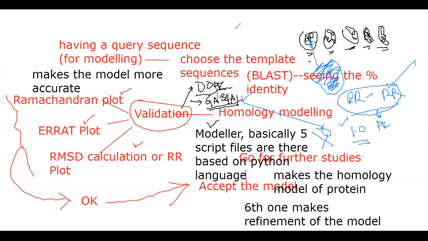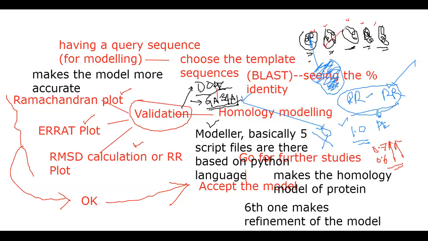Usually for the GA341 plot, we take 0.7 or higher values as acceptable. Sometimes 0.6 or something is also taken. But if any of your protein conformations has a GA341 score of more than 0.7, then it is highly acceptable. So you first look at which conformation has a GA341 score more than 0.7 or closer to 0.7. You first choose that one.